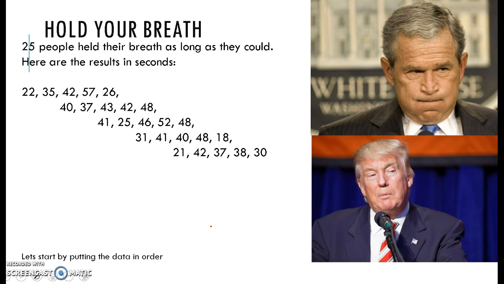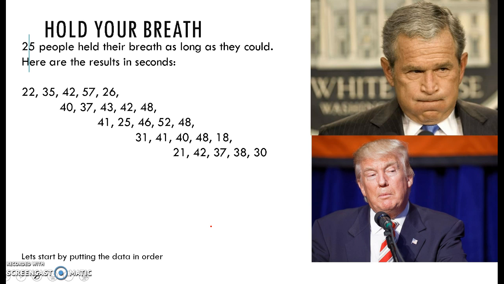One thing that if we do this lesson in class, I'll probably have everybody hold their breath and we'll just gather some data about how long everybody can hold their breath. So here we have 25 people, and I don't really know if this is accurate or not. I just kind of made up these seconds so that we would have some data to work with here.